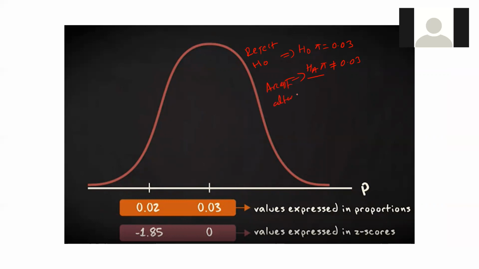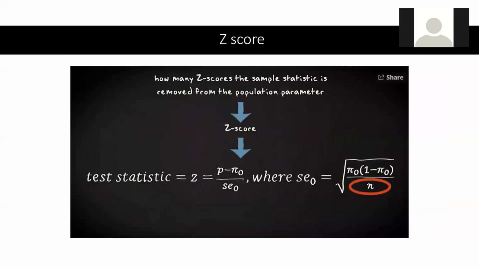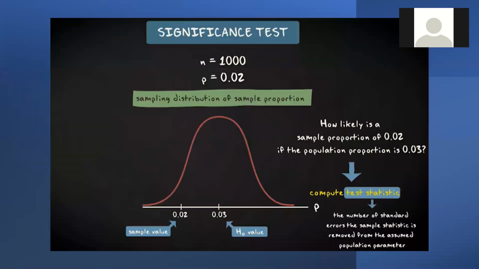Alternative hypothesis, right? What this means is the population parameter is not equal to 0.03. So what were we testing? We were testing here the sample proportion of 0.02.